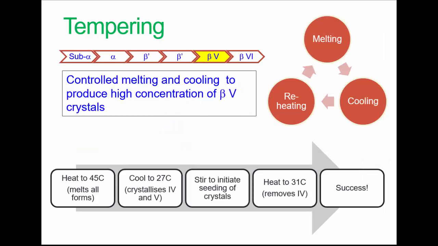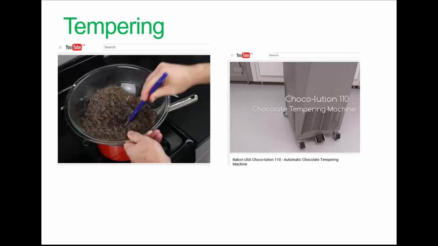So tempering. Tempering is a controlled melting and cooling cycle designed to increase the proportion of the most desirable polymorph, that is to say 5. And there's a summary of the process. We'd like a tempering machine for the food lab. Okay, so a couple of videos on tempering here. The first shows you how to do this by hand, and the second shows a small automatic machine.